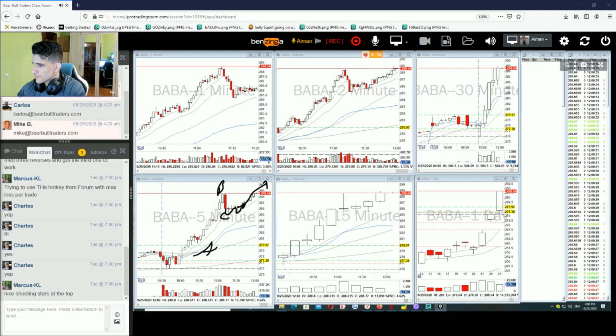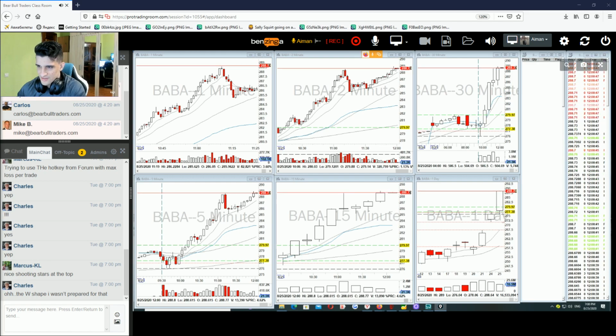This is what we want to see after a parabolic pullback, which is going to the 9 and the 5 minute chart. We don't want to catch the first new high. Why is that? Because it might be making a reverse ABCD pattern and dump down. But if we see that W shape right there, then it's perfect.